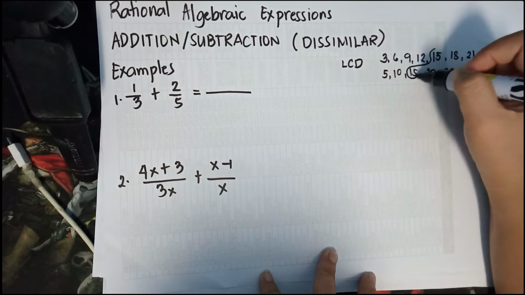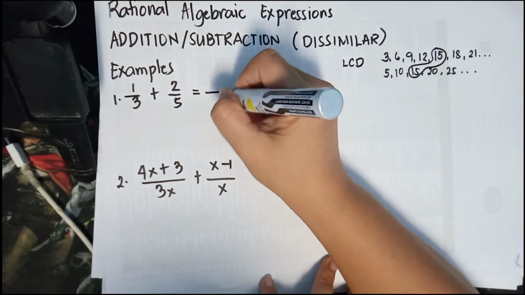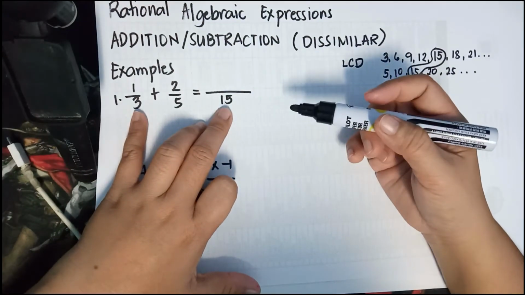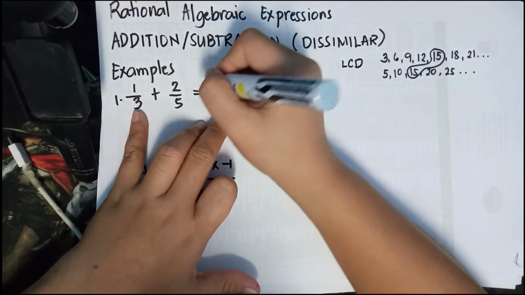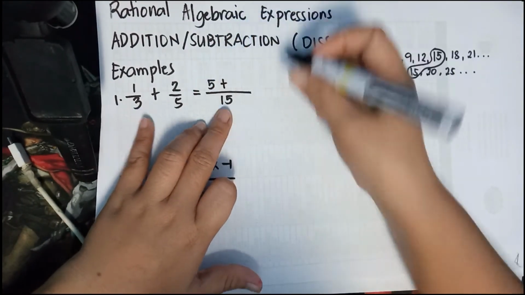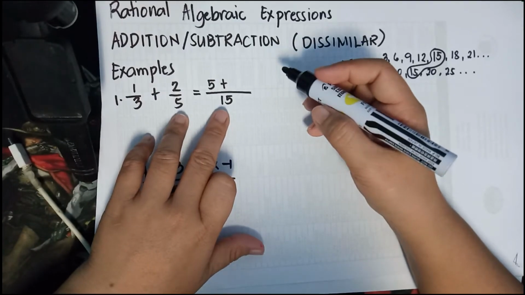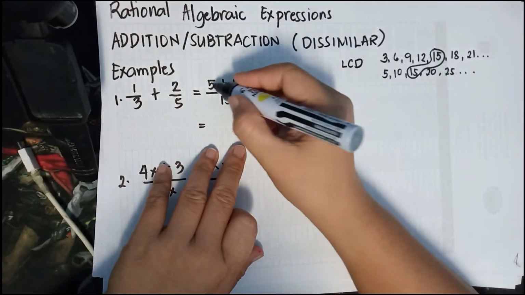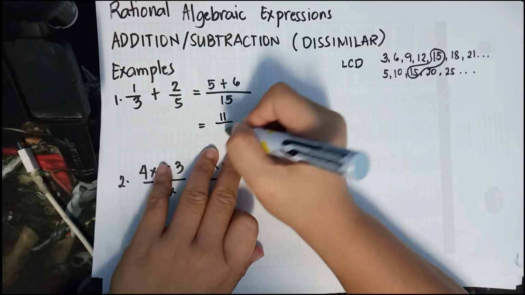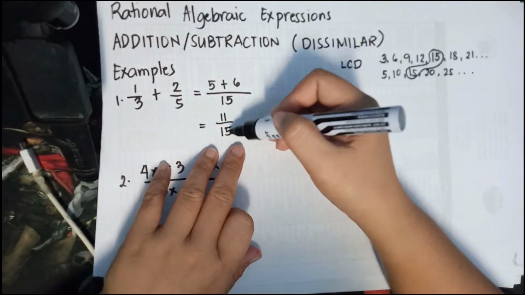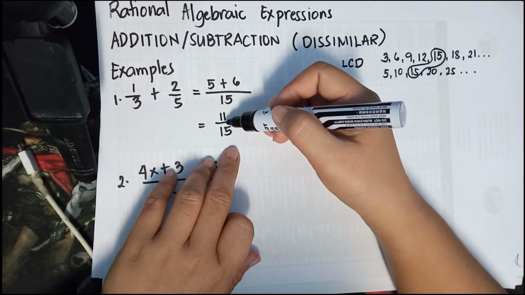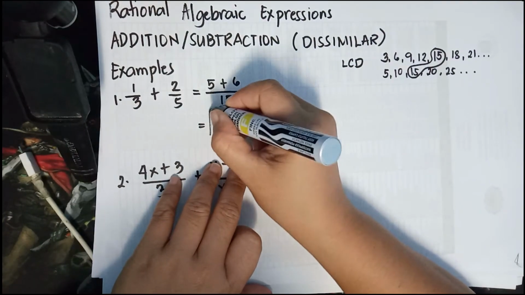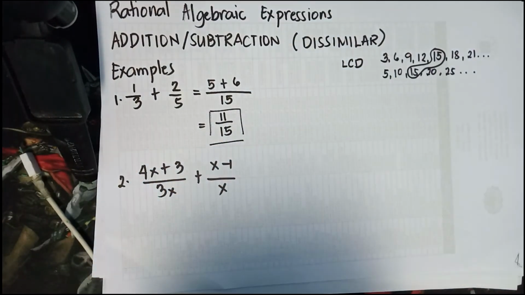And we have here 15. Then our LCD is 15. 15 divided by 3, that is 5, times 1, we have here 5. Plus 15 divided by 5, that is 3, times 2, that is 6. And simplify, we have 5 plus 6, 11 over 15. Since there is no common factor between 11 and 15, our final answer is 11/15.